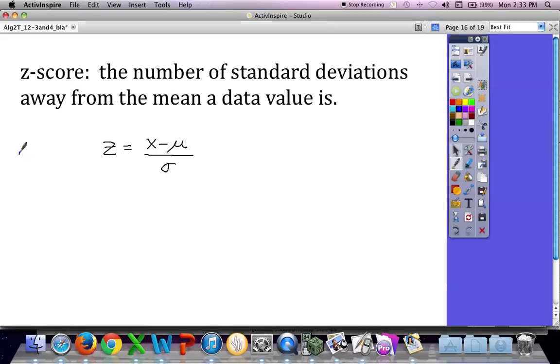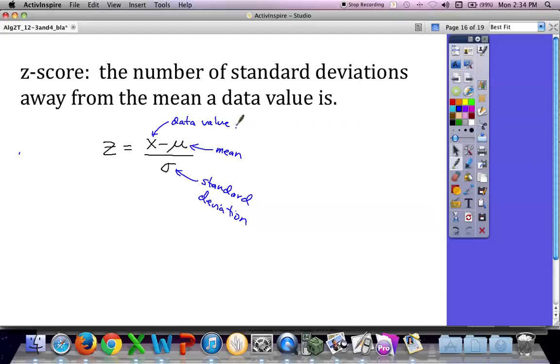So again, the notation, which is on the same sheet there: mu is the mean, sigma is the standard deviation, and x is the variable they use for any individual value. So if you subtract the data value minus the mean and divide by sigma, you'll get the number of sigmas away from the mean that value was.